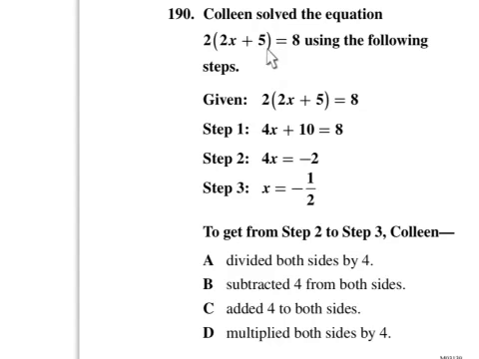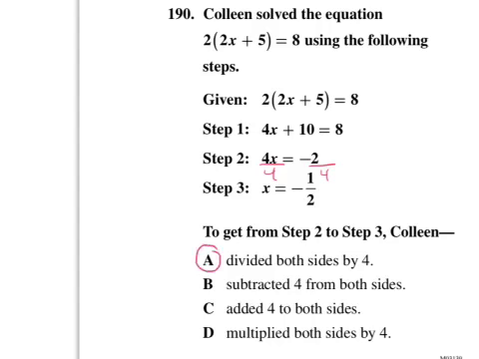Colleen solved the equation using these steps. To get from step 2 to step 3, Colleen did what? This problem looked like it might be a little hard at first, but all they want to know is how they got from this step to this step. To get from, didn't they just divide by 4 and then reduce? That's all they want to know. So, wouldn't it be A?